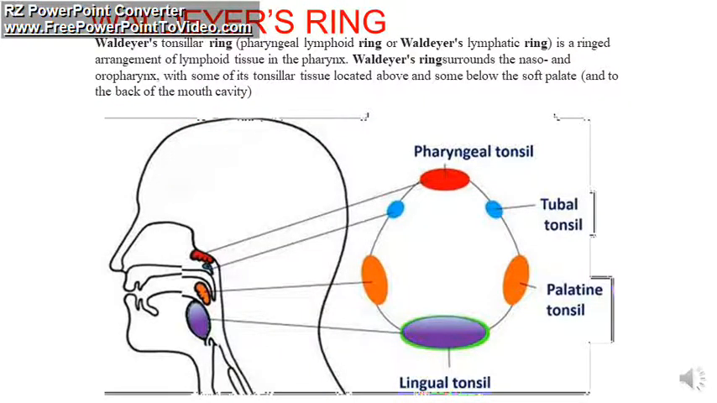This is the ring. If you look here, the lingual tonsil in the base of the tongue, the tubal tonsil and the pharyngeal tonsil, and the normal tonsil in the oropharyngeal region. Any question?